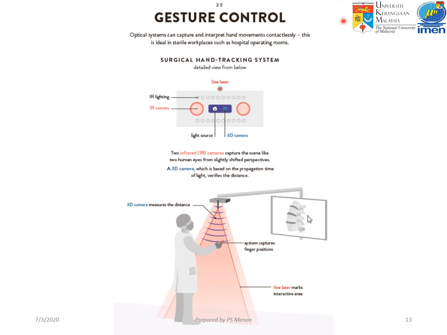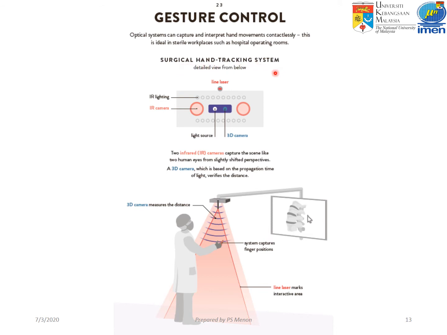Gesture control. Optical systems can capture and interpret hand movements contactlessly. So this is ideal in a sterile workplace such as a hospital operating room. So this doctor needs to go in for surgery. So therefore he needs to make sure that his hand is sterile. He cannot touch any doors. He cannot touch anything before he performs the surgery. But how does he get into the surgery room? So we have this surgical hand tracking system.